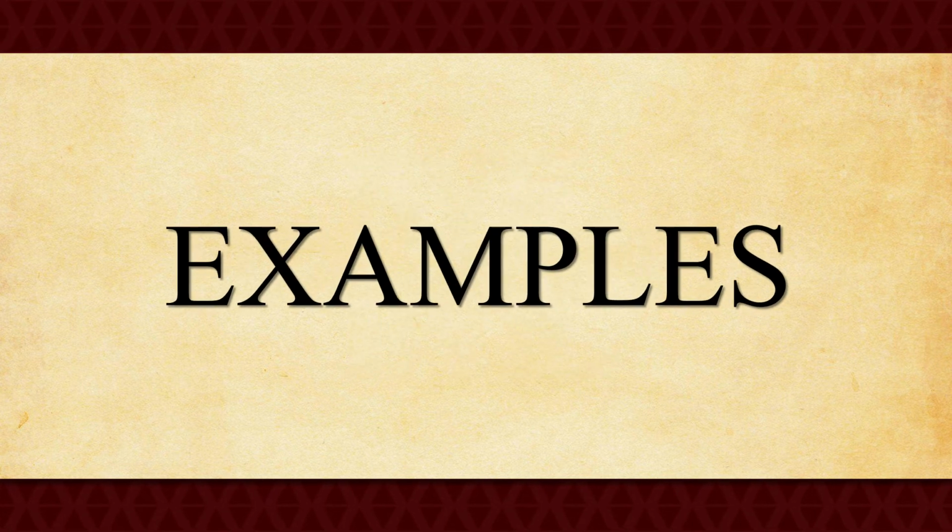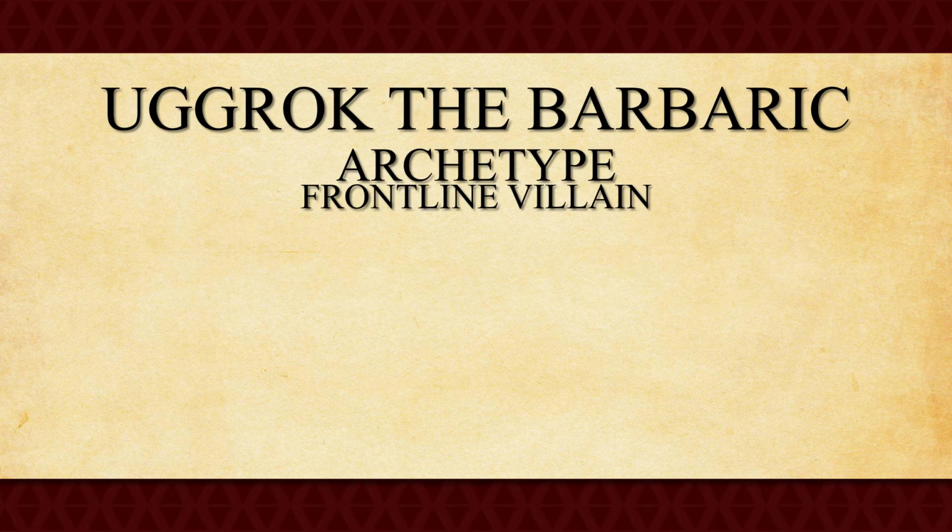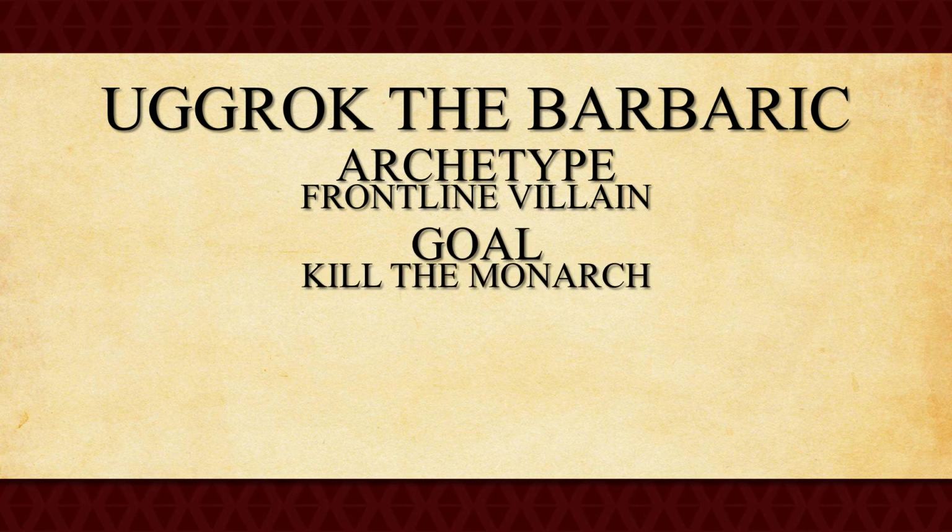Alright, that covers everything for creating a campaign villain. Now let's just go over a few examples. Urgrok the Barbaric, a frontline villain, is a hulking, terrible orc warlord whose primary goal is to kill the reigning monarch and plunge the land into anarchy.